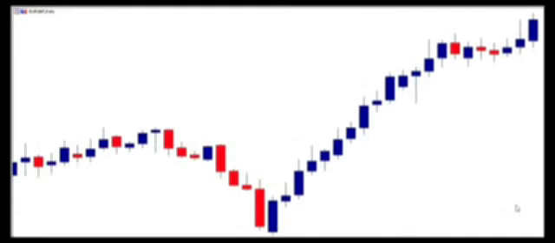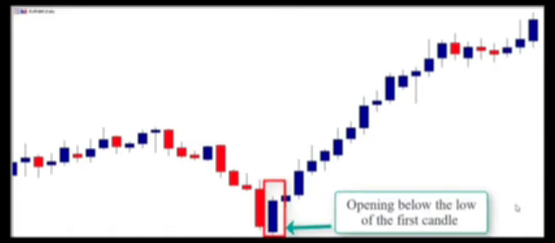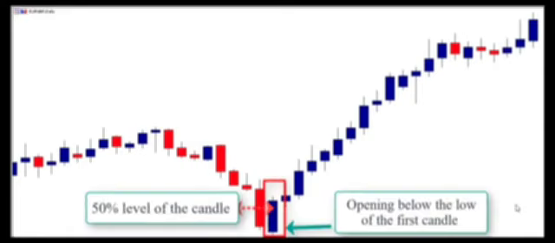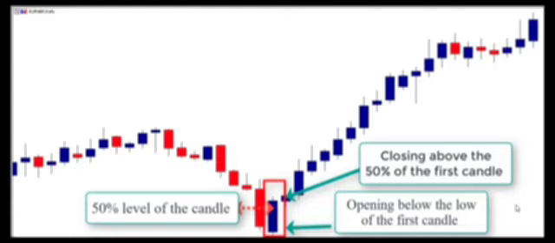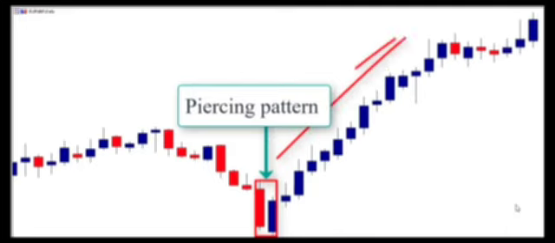Let me show you a real chart example. Here the market is going down. Right now sellers are in control of the market. Here the first candle confirms the selling pressure, but the formation of the second candle below the first one and the fact that it closed above the 50% level indicates that buyers are stronger and they are going to take control of the market. As you can see, after the formation of the piercing pattern, the market goes up.